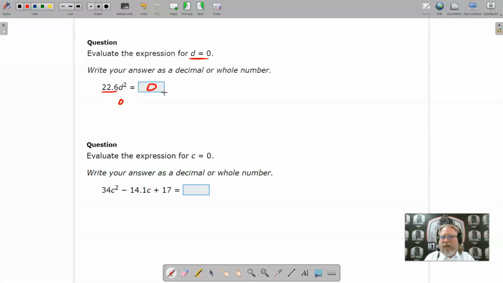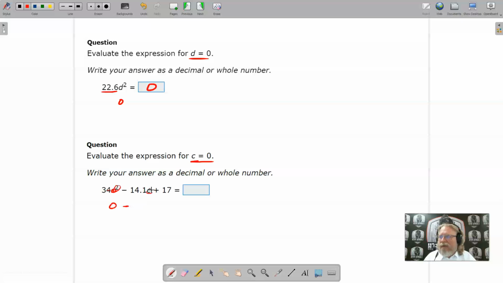So the first one, we really don't have to do a whole lot of calculation because we know we're going to square 0 and get 0 and then multiply it times whatever number, in this case 22.6, and we'll still get 0. So hopefully you're looking at this next problem and saying, well, wait a second, c is 0, so this one's probably kind of easy too? Maybe. If we put a 0 right here and square it, that's going to be 0, and then we multiply it times 34, and that's going to be 0.